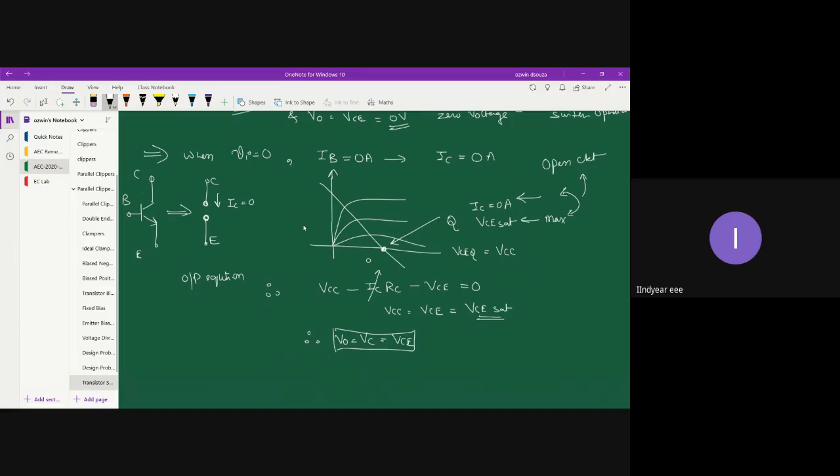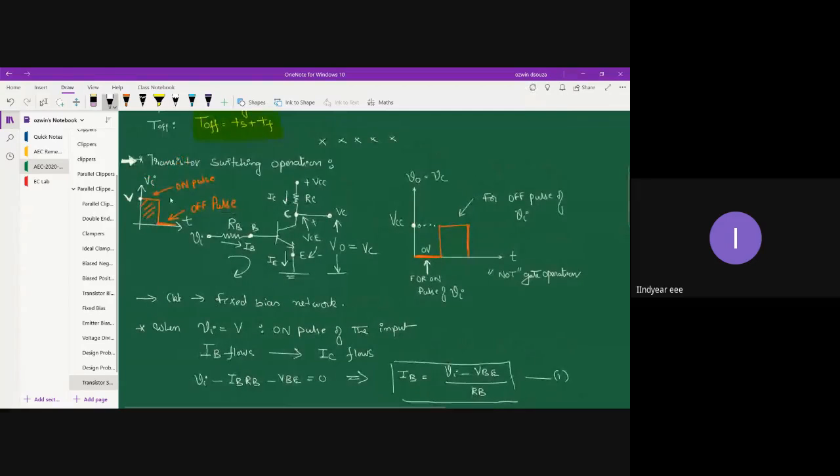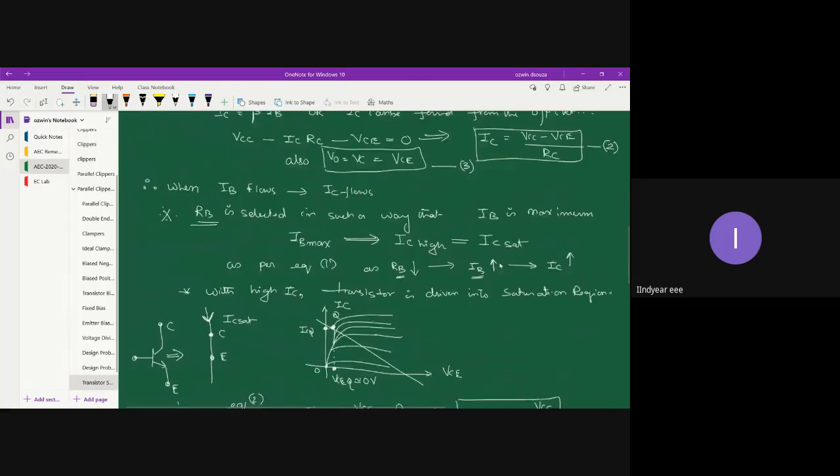So when you have Vi equal to 0 volt, let's say this is the T1 interval and this is also the T1 interval. When input is 0, your output is VCC. That is what a NOT gate does. If you give high input, output will be at low state. And if you give 0 state as the input, the output jumps to high state. So that is your switching operation.